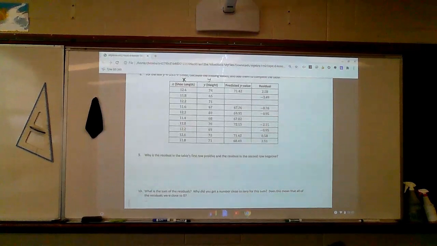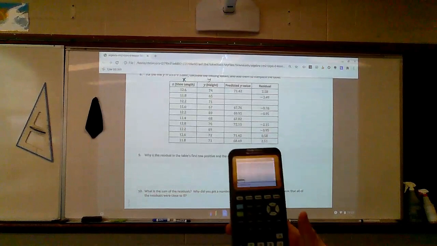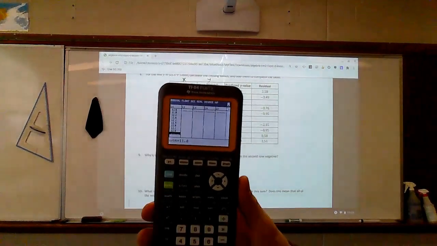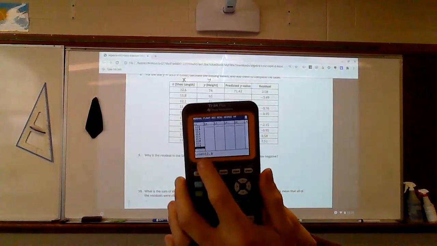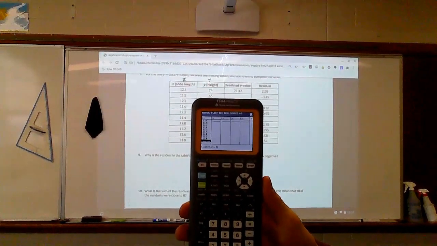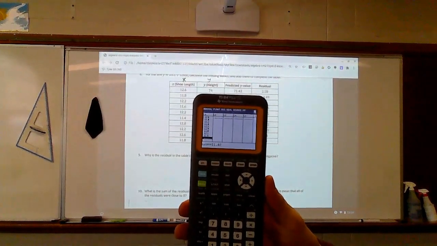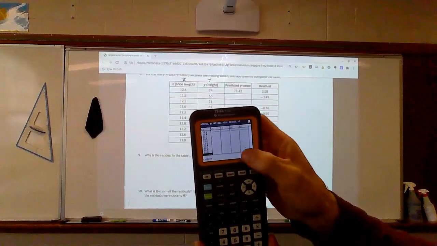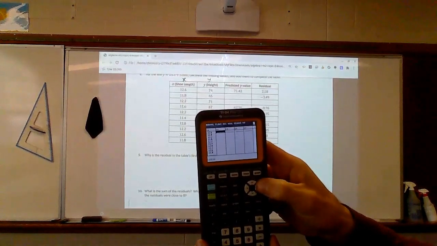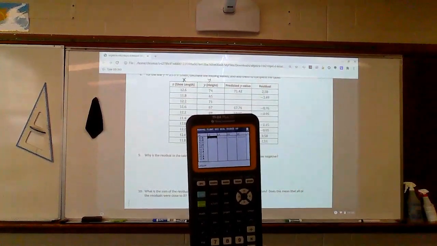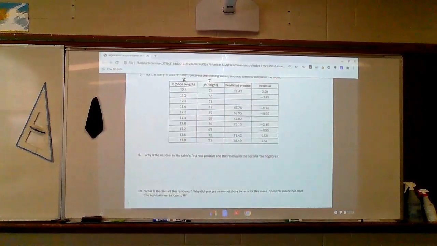But I'm entering in all of my x values first. There's my last x value, 11.8. Notice how it says L1 and in parentheses it says 10. That's the number of data points. I press enter and it says L1(11). There's nothing there. Now I go to L2 and I enter in all of my L2.